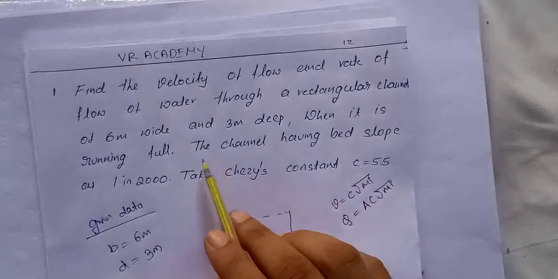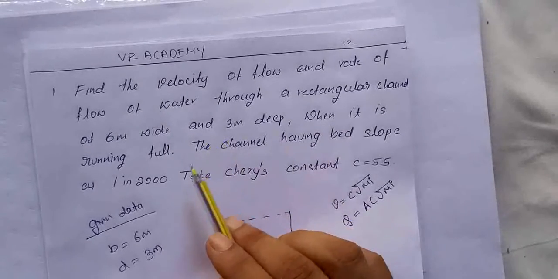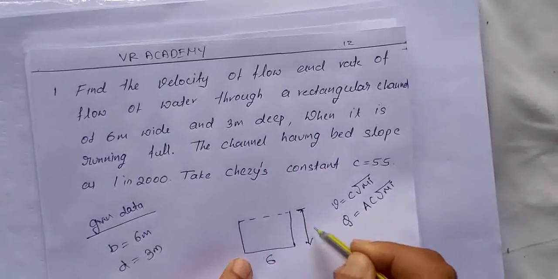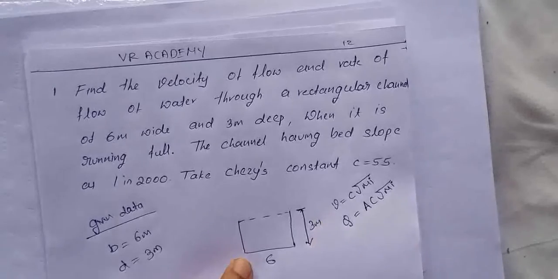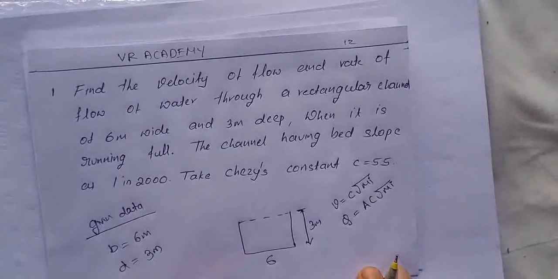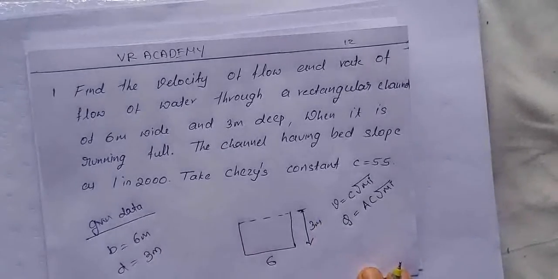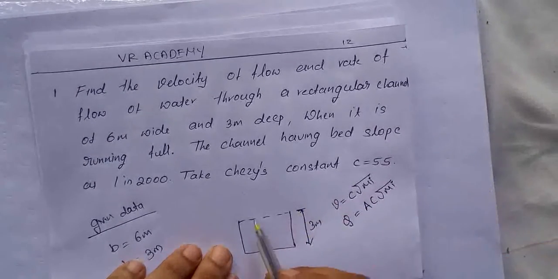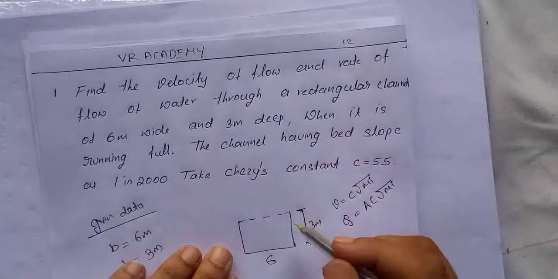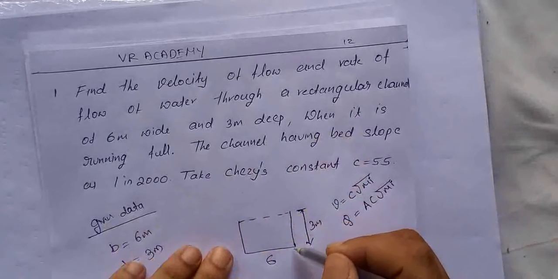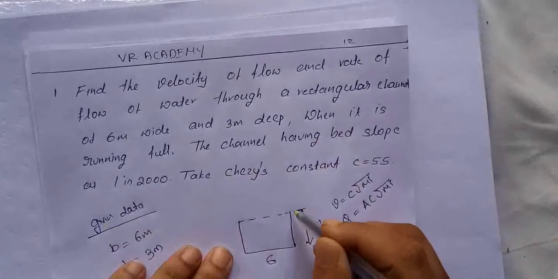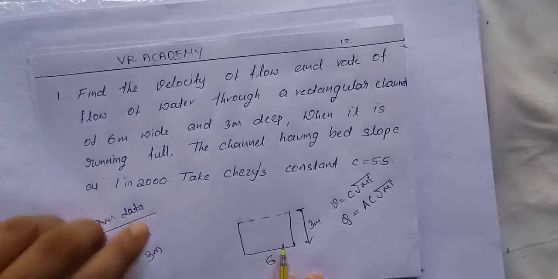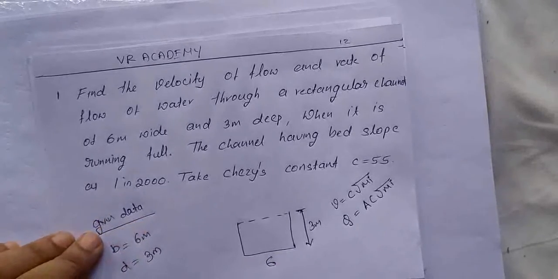See here, they already gave the condition. When it is running full means the flow is up to the top of the channel, that is 3 meter. Actually it is not possible practically, because the flow has to maintain some freeboard, some depth from the top of the channel. But here the condition is that the depth of the flow itself is the depth of the channel. So the width of the channel B is equal to 6 meter and the depth of the channel D is equal to 3 meter.